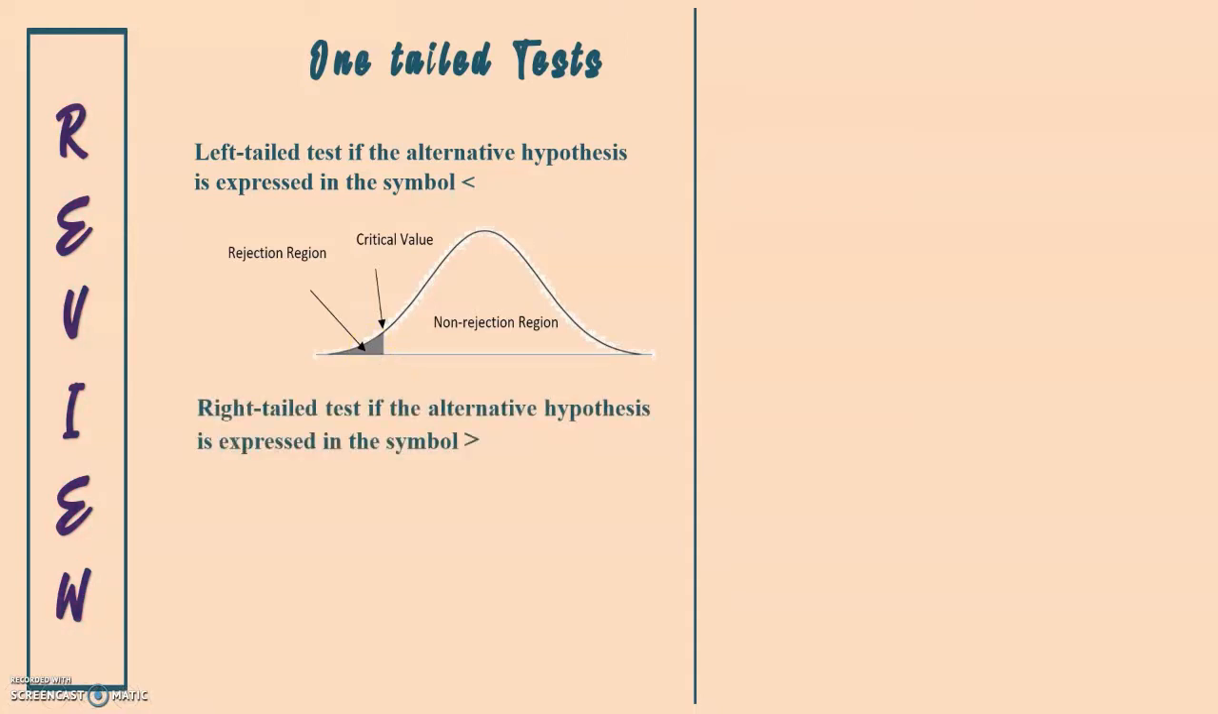For the right-tailed test, a test is right-tailed if the alternative hypothesis is expressed in the symbol greater than. So illustrating the curve for a right-tailed test, we see that the rejection region is located on the right tail of the curve. And of course, the value that separates or acts as a boundary between the non-rejection region and the rejection region is called the critical value.